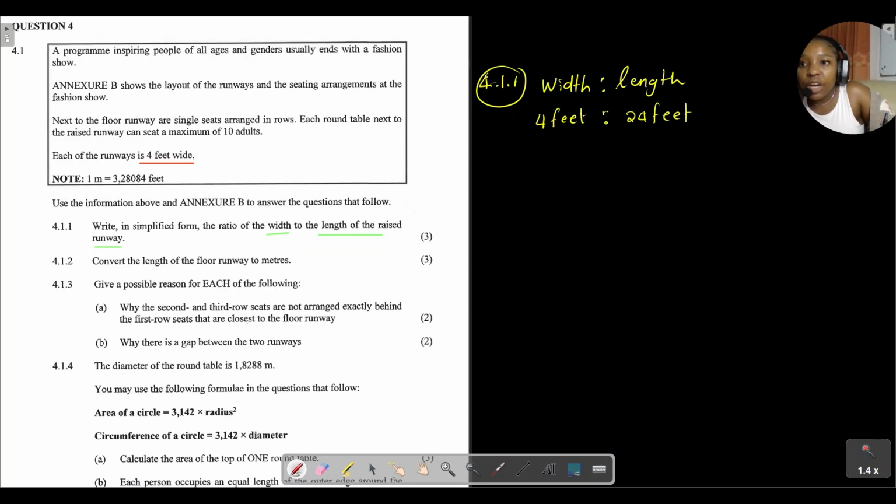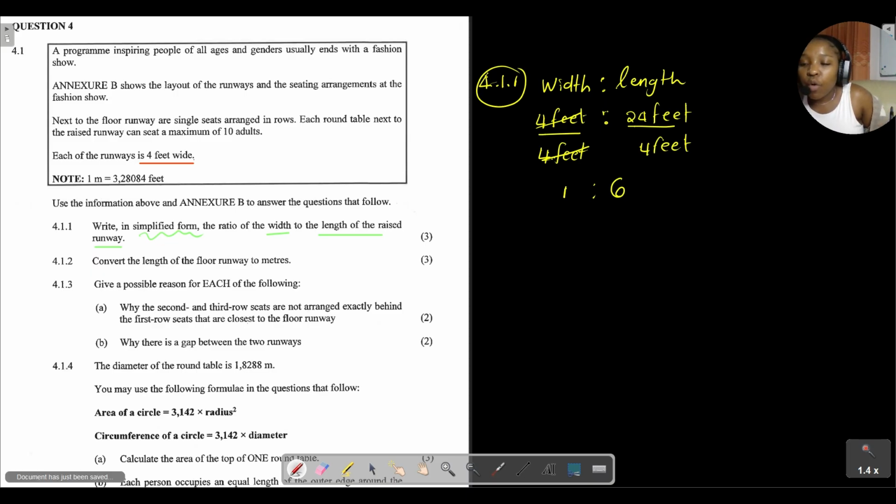They want our ratio to be in simplified form. Remember, when they say simplified form, we need the final answer as a whole number. So I'm going to divide both by 4 feet. 4 feet divided by 4 feet is 1. How many times does 4 go into 24? 4 goes into 24 6 times. So it's 1 is to 6, and that is my final answer.